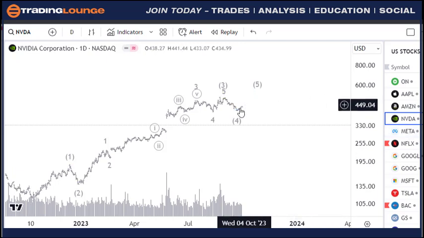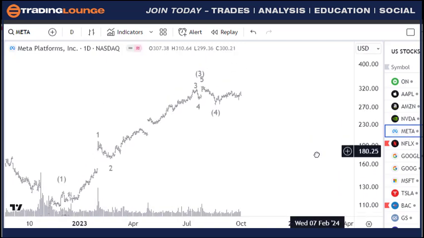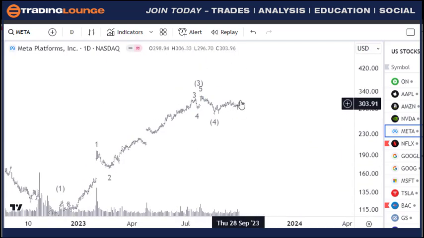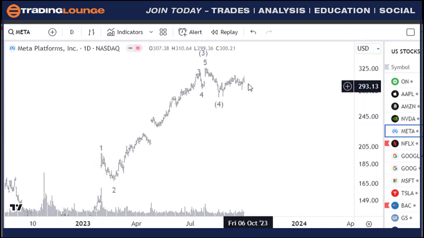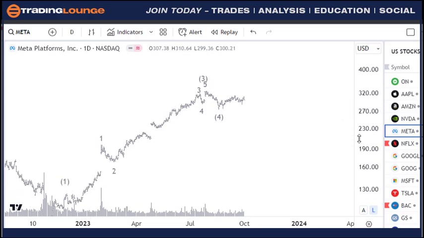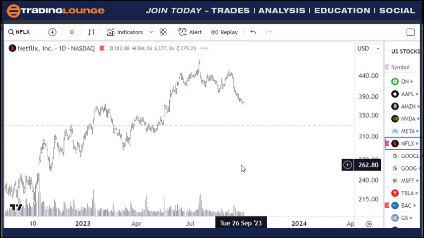NVIDIA may have started its wave 1 to the upside here already. I mean, there are going to be leaders and followers within all of this. Meta is another one. We've been talking about this for a while, where it can be wave 1 and 2 up here. We're not ready to go long. We're going to go long above the top, and now we've got this second top in here, so we can look to go long on that second top there. We can expect it to drop further in line with the rest of the markets.